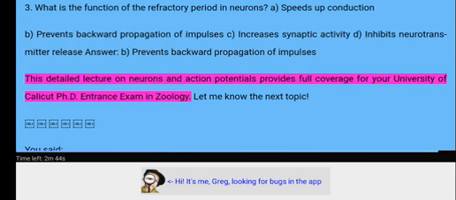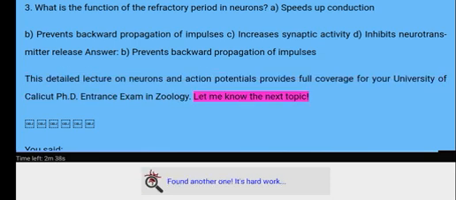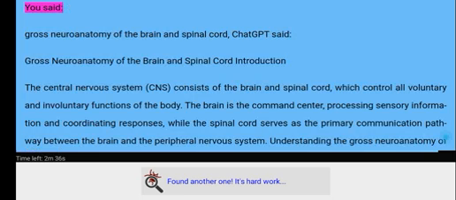This detailed lecture on neurons and action potentials provides full coverage for your University of Calicut PhD entrance exam in zoology. Let me know the next topic. You said: Gross neuroanatomy of the brain and spinal cord. ChatGPT said: Gross neuroanatomy of the brain and spinal cord.